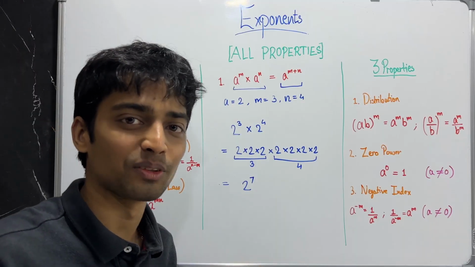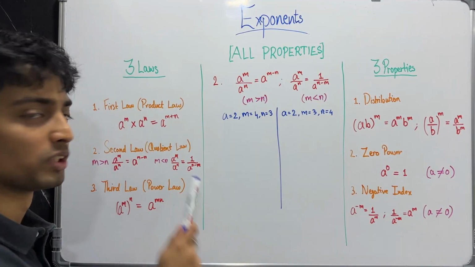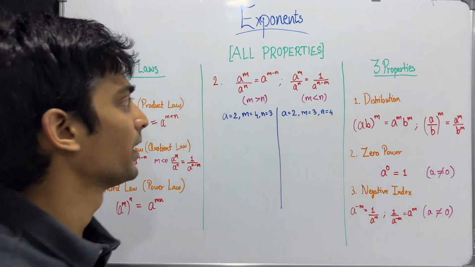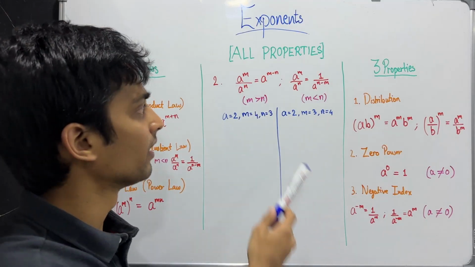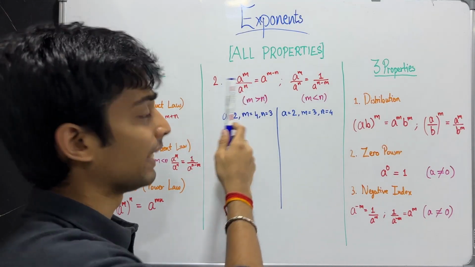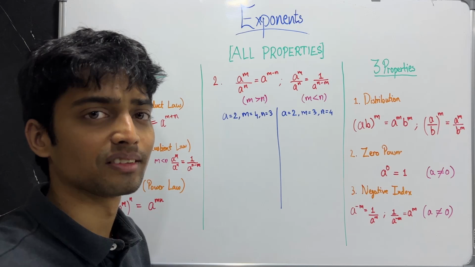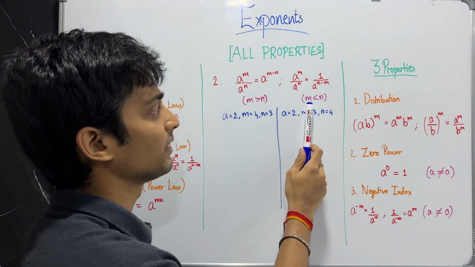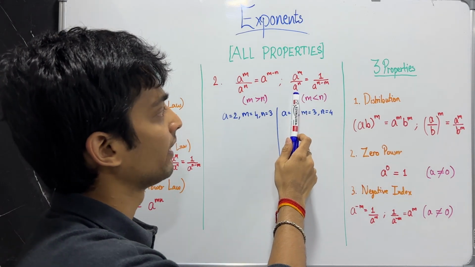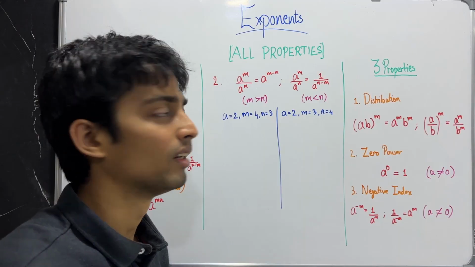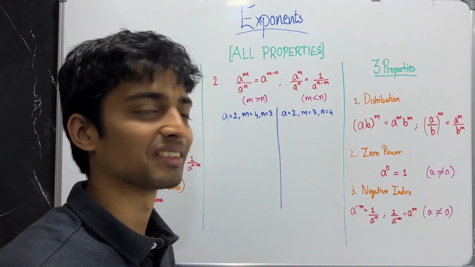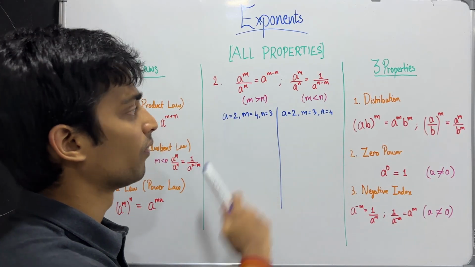Okay, let's go to the next one. So we have the second law over here, the quotient law. What does it say? If m is more than n, then a raised to m upon a raised to n will be a raised to m minus n. And if m is less than n, then a raised to m upon a raised to n is 1 upon a raised to n minus m. Okay, let's go one by one.